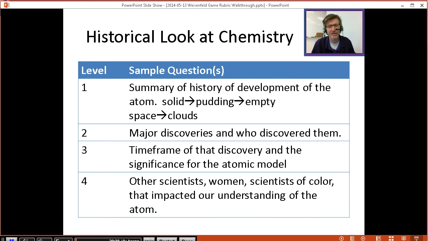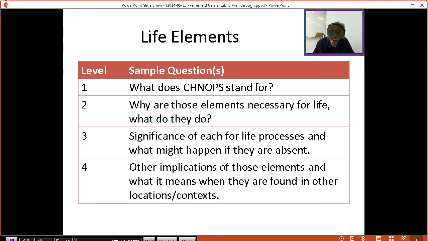Major discoveries. There's also stuff like the conservation of mass or combustion, how that stuff came together into chemistry. You need to know some of those names. Lavoisier, for example, Dalton, etc. You also need to know the time frame of the discovery of some of these topics. And then, if you want to cover other scientists, women, African American scientists, other people who impacted our understanding that aren't these white dead guys, that's fine for level 4. So go do some work there. That'd be great.